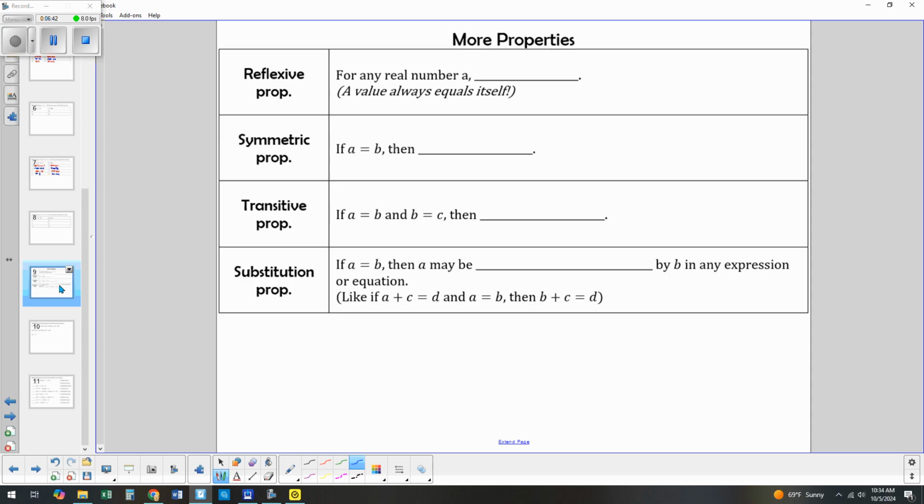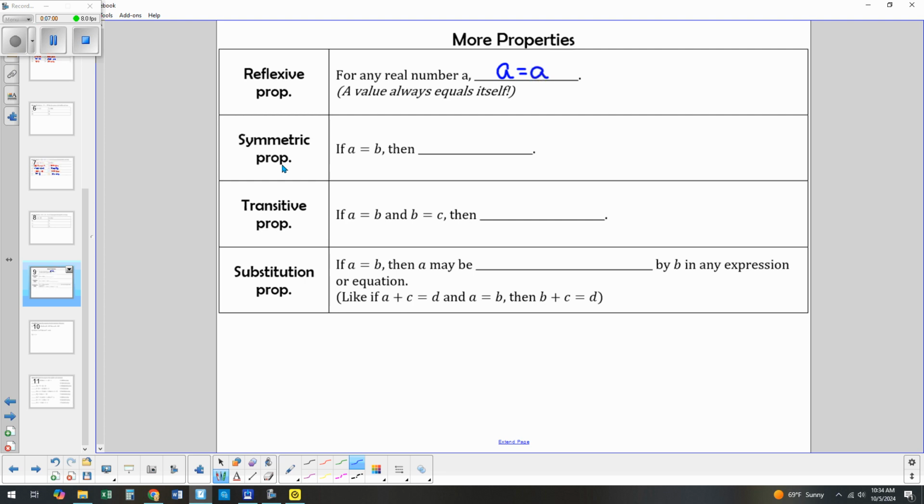So we have a few more properties. We have the reflexive property, and that's for any real number A, A would equal A. So reflexive, like your reflection. If you look in the mirror, you see yourself staring back at you. So you are equal to yourself, reflexive property.